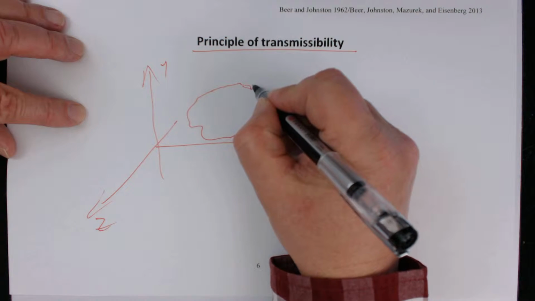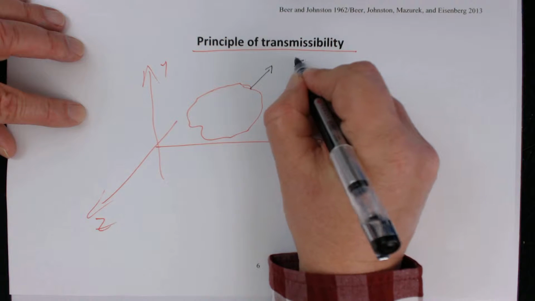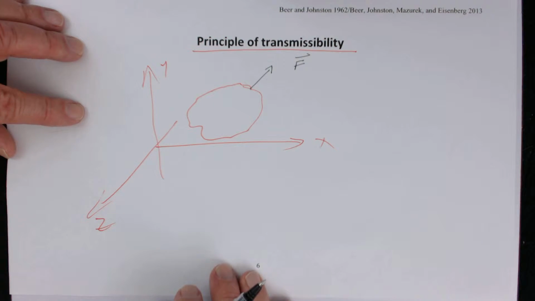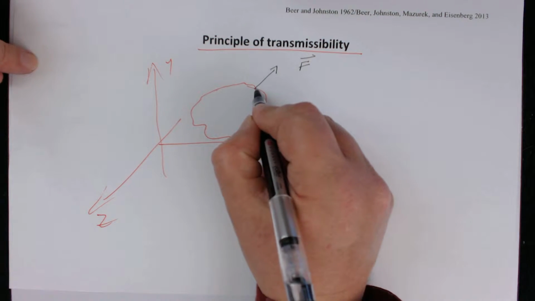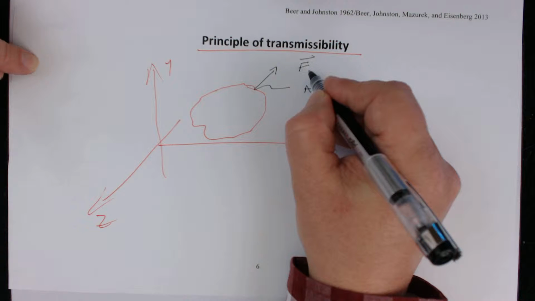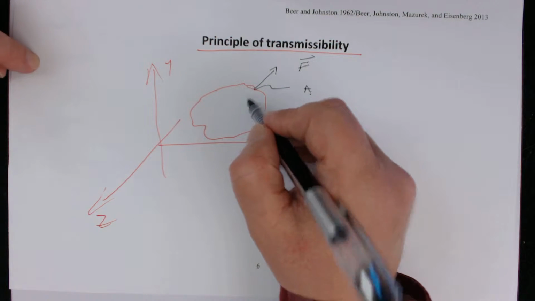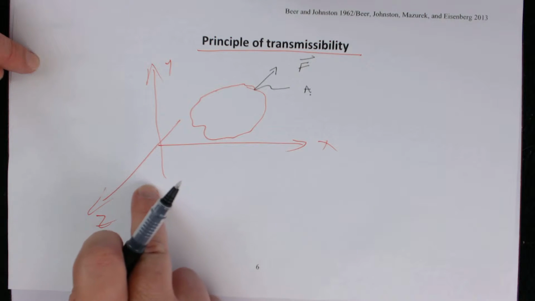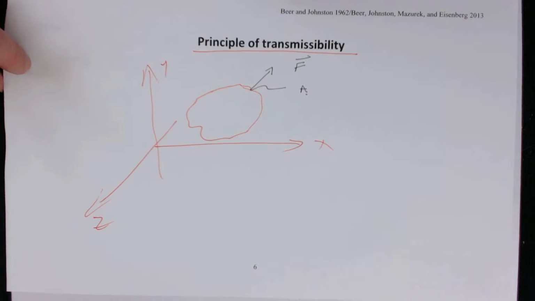And then acting on that rigid body at this point is a force. I'll just call it F, like that. Now that force is applied at this point, and maybe I'll just say that that's point A. So this force F is applied at point A on this rigid body, which is stationary with respect to this coordinate system. Got it? Okay.